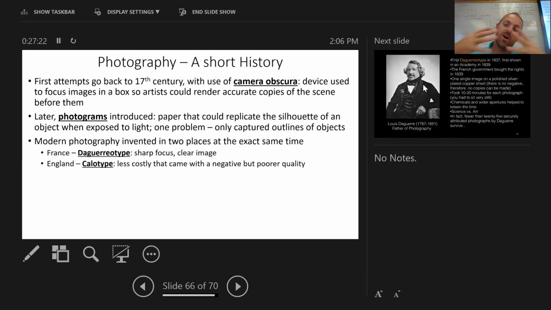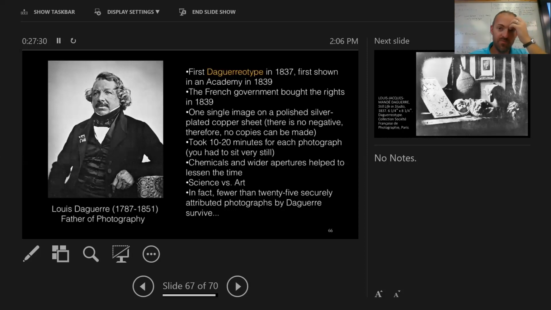So France and England are kind of vying for this new invention, this new form of technology, and that is photography. So let's talk about Louis Daguerre, because we're not going to look at a calotype. We're going to look at a daguerreotype. This is our first picture, our first photo. There's going to be more photos coming, but this is our first, so this is kind of significant here. So the first daguerreotype is in 1837.